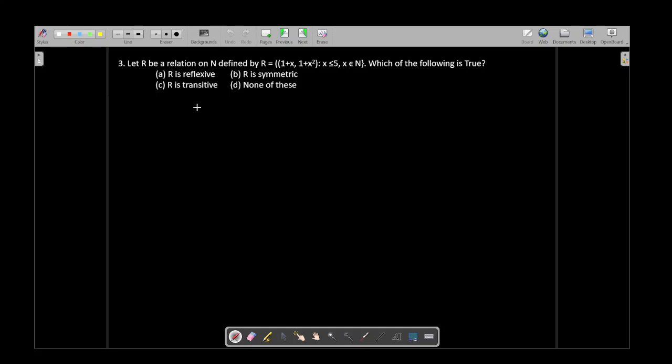Okay, we have here the set of natural numbers. Let's take the set S, where the element is a natural number and it is less than or equal to 5. So we can write all the numbers clearly here: 1, 2, 3, 4 and 5. This is my set because every element of the set is a natural number and it is less than or equal to 5. The relation is developed like this, which is 1 plus x and 1 plus x square.